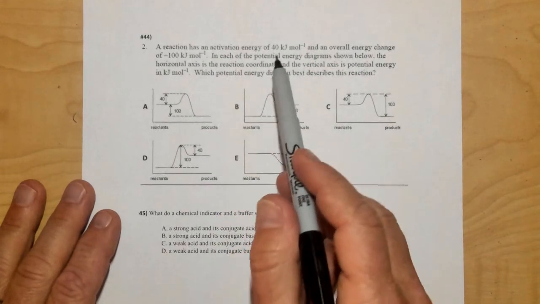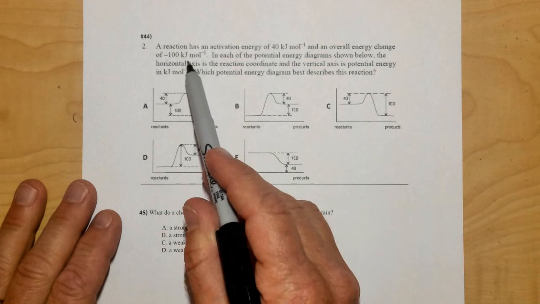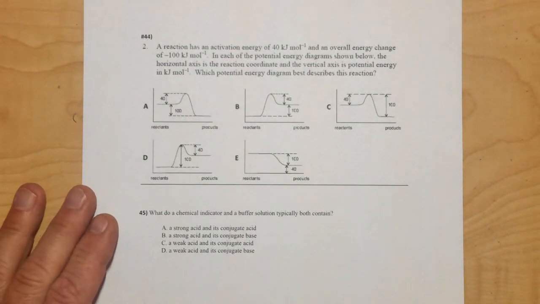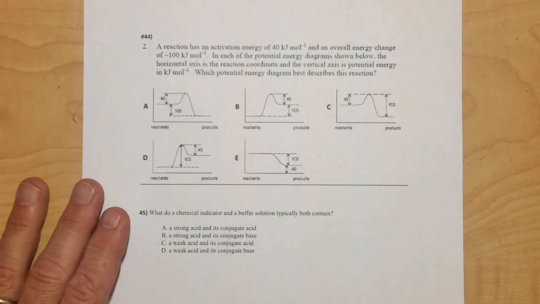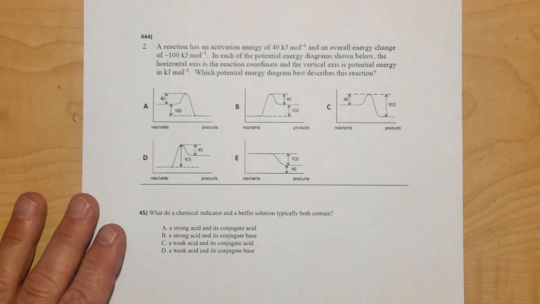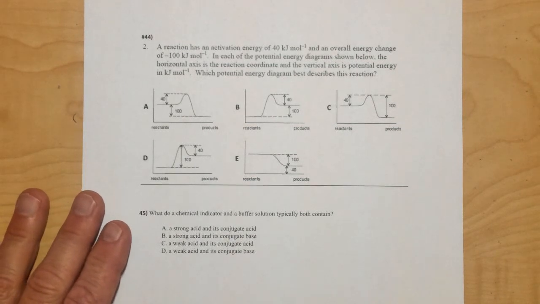A reaction has an activation energy of 40 kilojoules per mole and an overall energy change of -100 kilojoules per mole. In each of the potential energy diagrams shown below, the horizontal axis is the reaction coordinate and the vertical axis is the potential energy. Which potential energy diagram best describes this reaction?